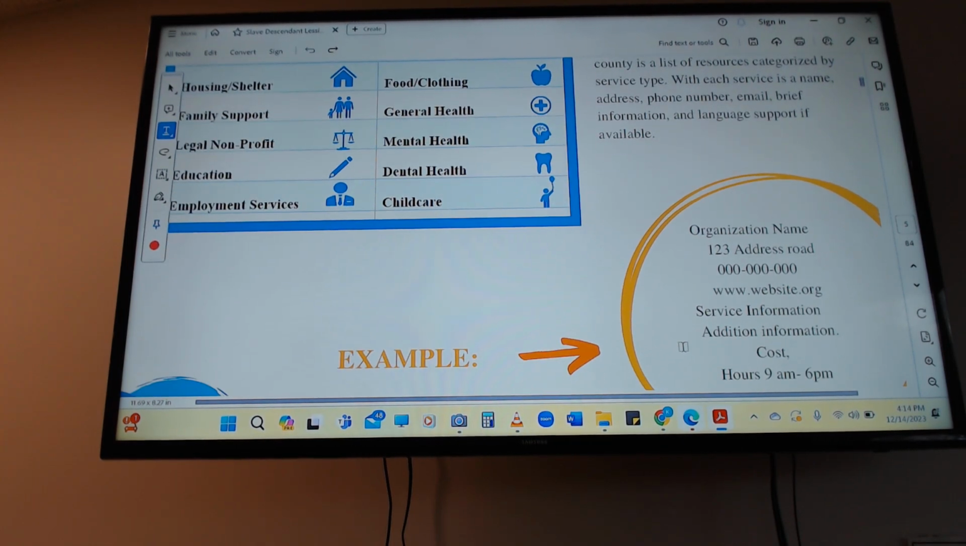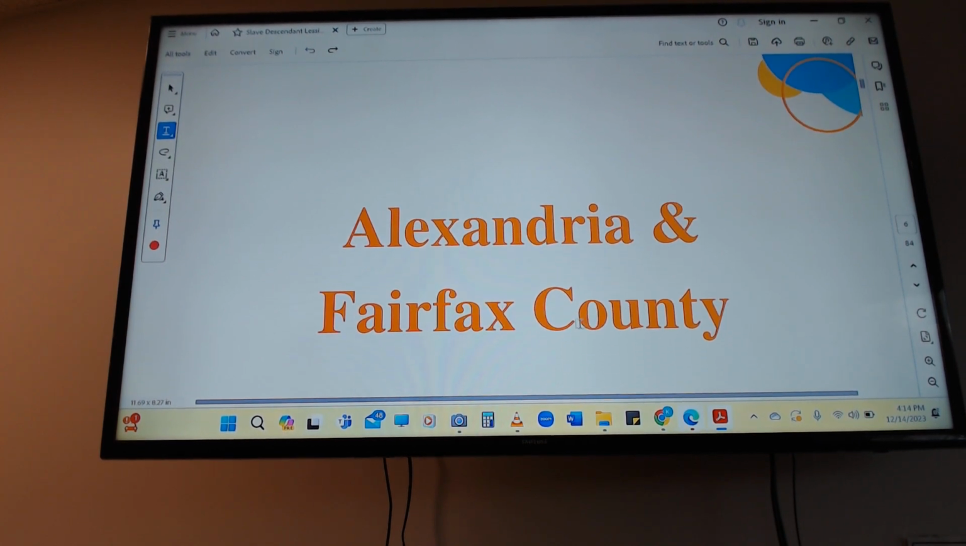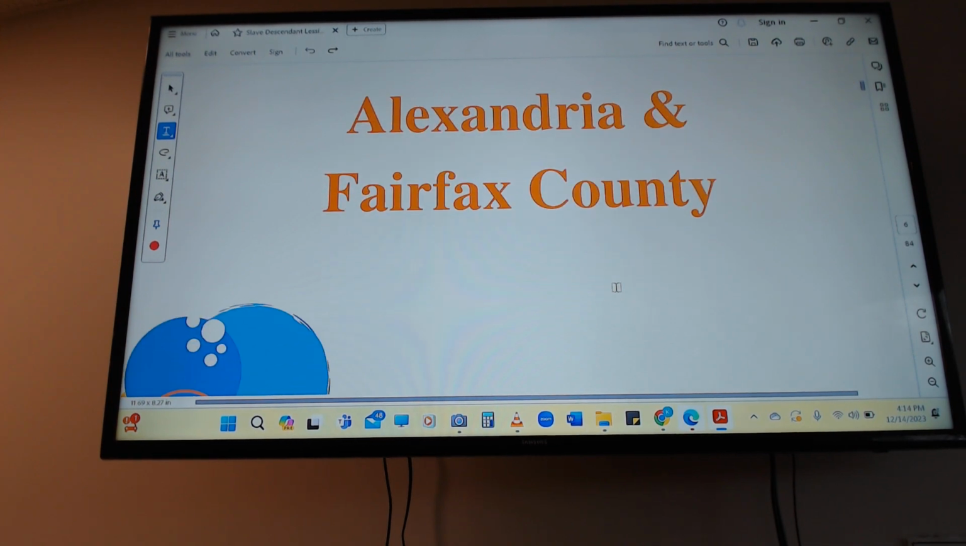And this is an example, I don't know what that is. But anyway, we're going to move to the first county, Alexandria and Fairfax County together. Now, I went through this book already, and just these two counties alone have 21 pages of services that they offer to the community. The book is 84 pages long, but I don't know if it's front and back, but these two locations, areas, have 21 pages.